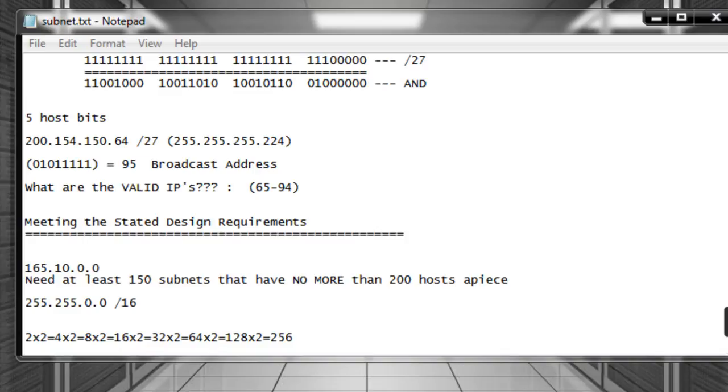So now what have we got then in that case? We've got 2 to the 8th power minus 2. We know that 2 to the 8th is 256, and minus 2 is 254 valid hosts. And that violates the second requirement because it exceeds 200. We got the answer wrong because we did only the first part.